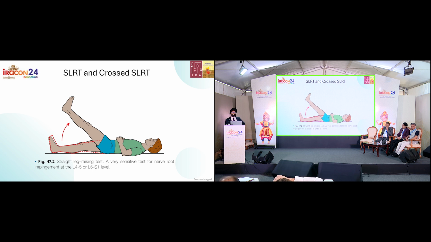A more specific test but a less sensitive test is the crossed straight leg raising test. Now if you do the same procedure but the pain goes in the opposite limb, that is the crossed SLRT, and it's a much more specific test for disc herniation causing radiculopathy.